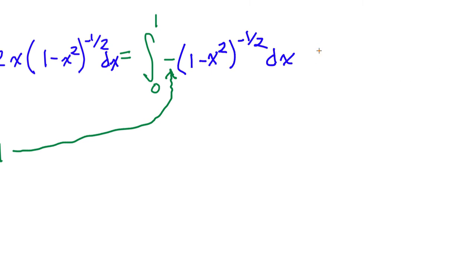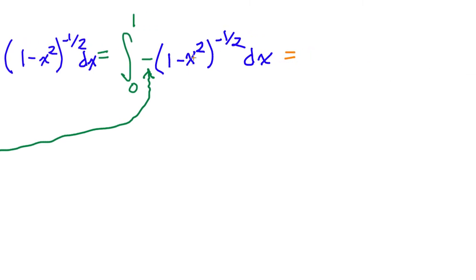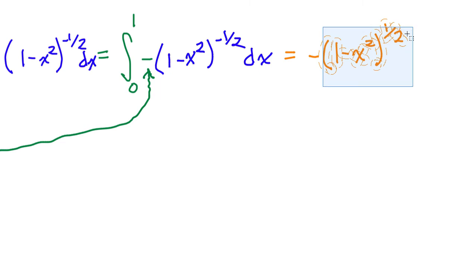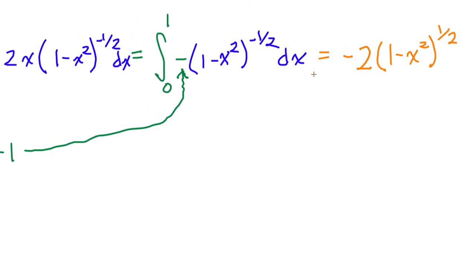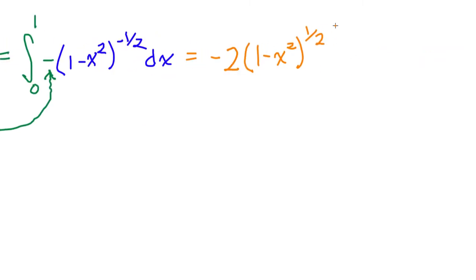Let's switch back to yellow. Antiderivative, this is going to be a negative, in parentheses, 1 minus x squared, all to the power of, it's going to go up a power, up to the power of positive 1/2, and then divide by 1/2. That's the same thing as multiplying by 2. So let's move all this stuff over to the right a little bit and multiply by 2. And then evaluation bar between 0 and 1.